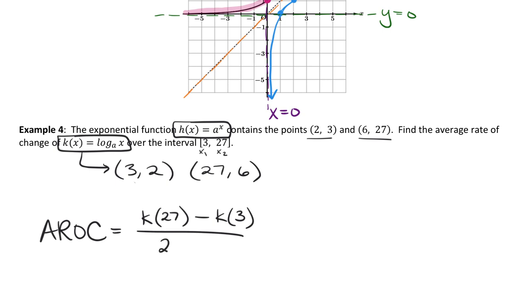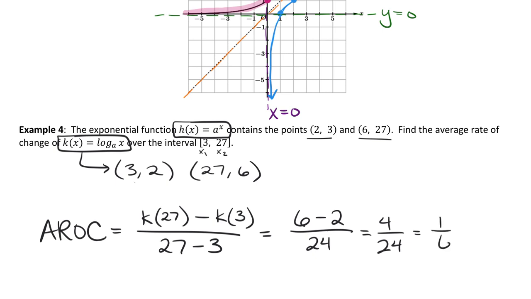All of that divided by those same numbers, not evaluated for k. Well, what is k of 27? What is the output when the input is 27? 6. What is the output when the input is 3? 2. What's 27 minus 3? What's 6 minus 2? What's 4 over 24? Oh, 1 over 5? Close. No, 1 over 6. Nice.